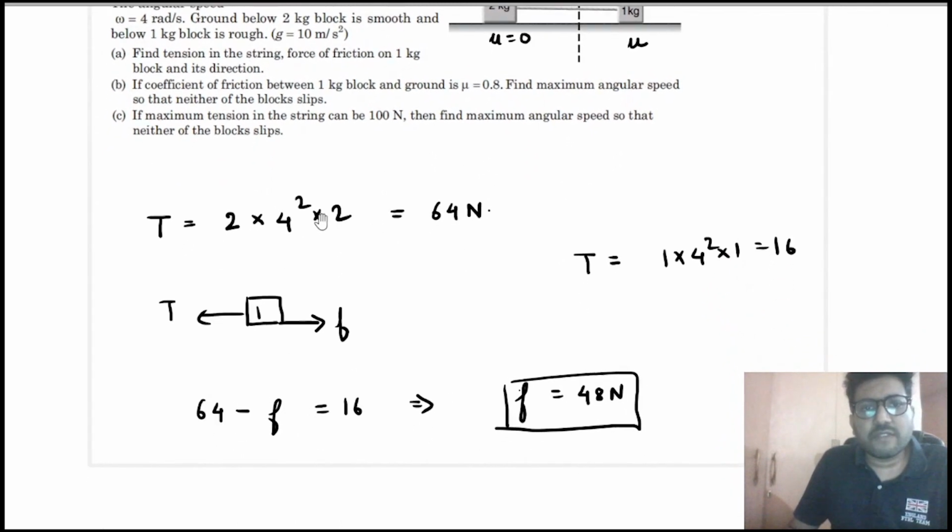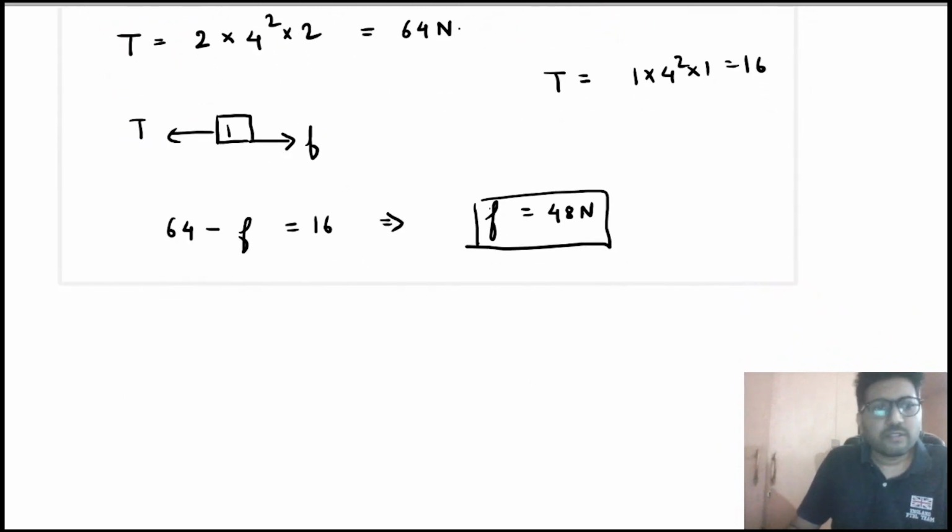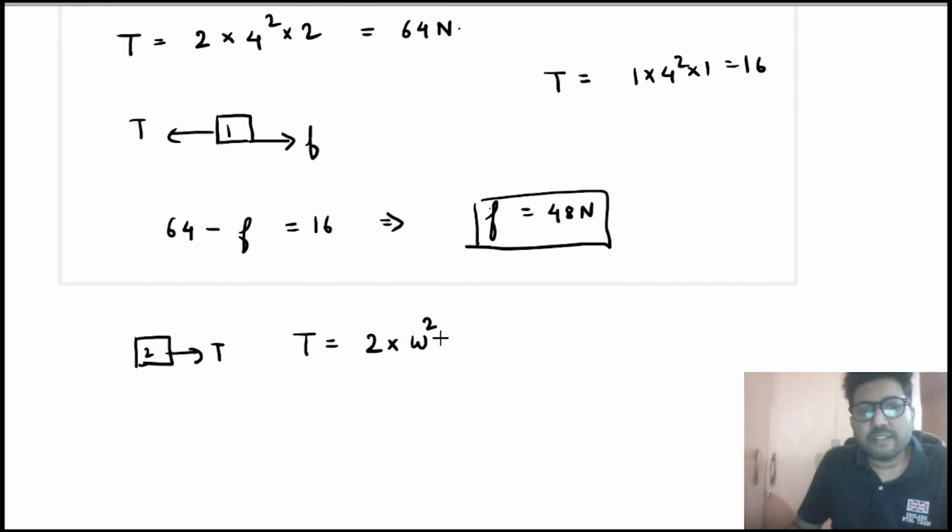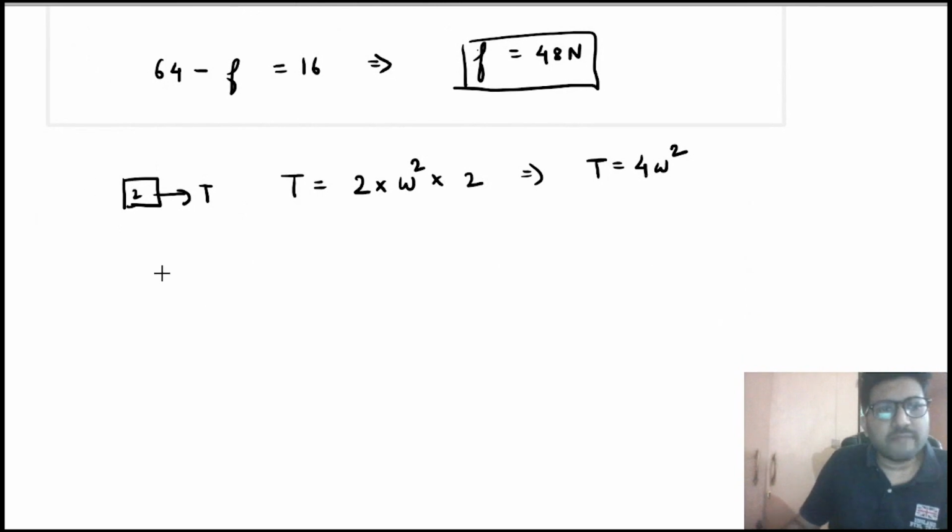Now if the coefficient of friction between the 1 kg block and the ground is mu is equal to 0.8, then find the maximum angular velocity so that neither of them slips. So in this case, if you draw the FBD of the 2 kg block, you will see that the tension is providing the centripetal force. So you will write T is equal to 2 into omega square into R. R is 2 meter. So from this you will get T is equal to 4 omega square, right? Now let us draw the FBD of 1 kg block.